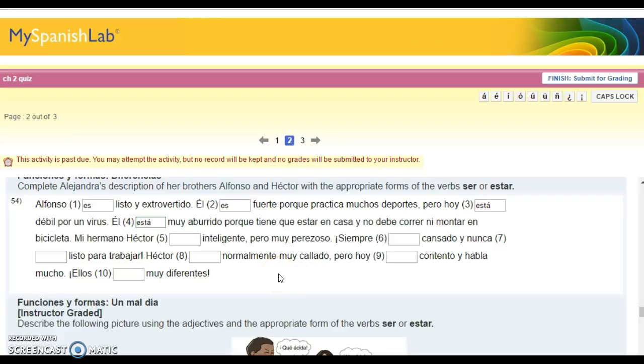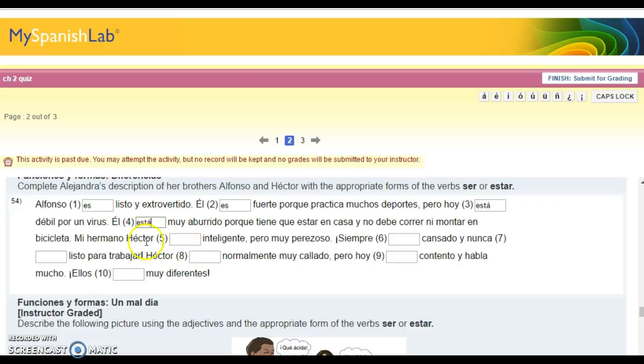Okay, part three. This probably won't take very long. We were on ser and estar, and remember the verb ser is used for descriptions and characteristics, and the verb estar is used for things that are considered more temporary. So we have filled in through here.